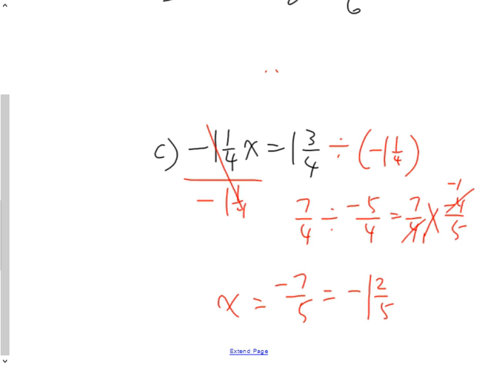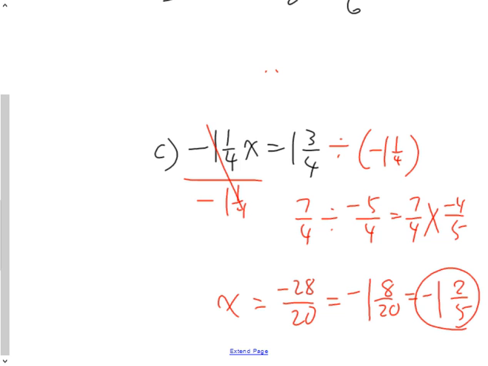Now, if you didn't cross-reduce, you would end up with negative 28 over 20, which is negative 1 and 8/20, and both are divisible by 4, giving 2/5 still. Either way, you get the same answer.